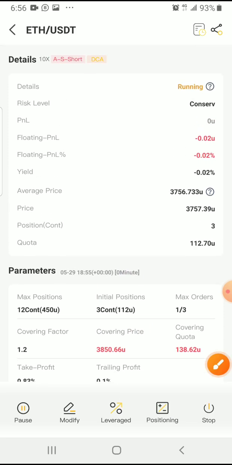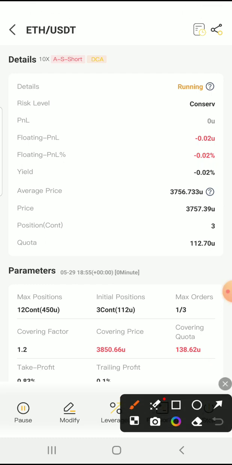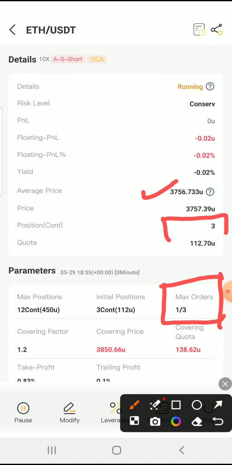Okay, so I mentioned it in the other video, but let me just mention that the average price tells you the investment that you have made in the particular coin. Here we have bought only one, as you can see here. The maximum orders are 3. We have done only one order. The positions that we have bought so far is 3 contracts, equivalent to the amount that you have here.